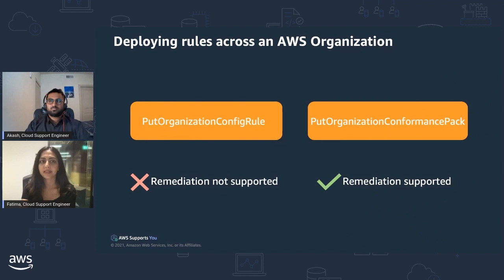So there are two ways you can do this. There's PutOrganizationConfigRule and PutOrganizationConformancePack. PutOrganizationConfigRule deploys a config rule across your member accounts, but this is a single deployment, so there's one rule being deployed. And the remediation action feature is not supported with this API.